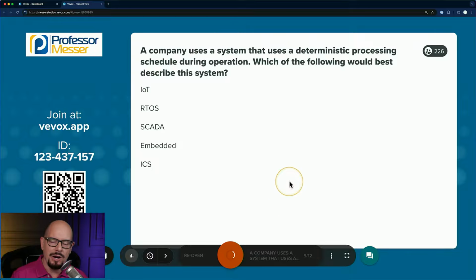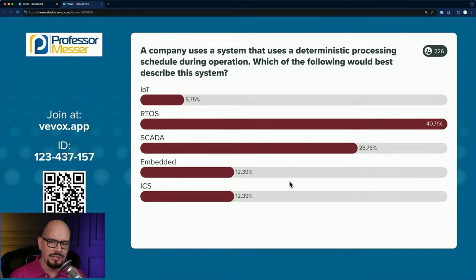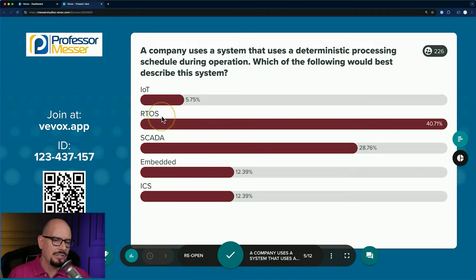We'll stop our poll and see how you answered. Oh, we're all over the place. We've got a lot of different answers in double digits. 40% of you say the answer is RTOS. 28% of you say the answer is SCADA. We have 12% that say embedded and the same 12% that say ICS. Well, not the same 12%, you know what I'm saying. And then 5% of you said IoT.